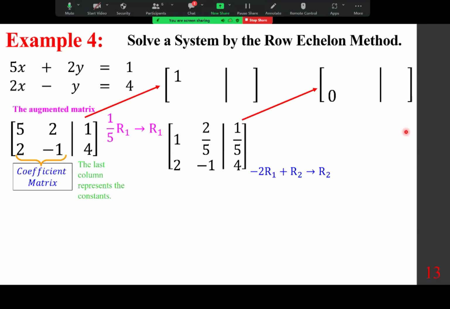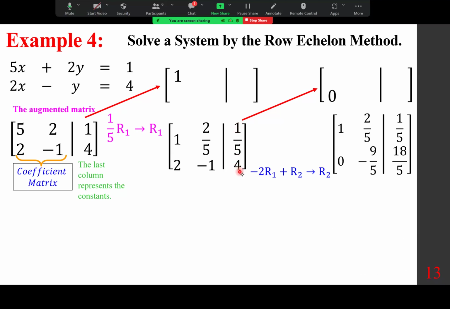So the first row doesn't change. So the first row, you're going to write 1, 2 over 5, 1 over 5. What happens here, this becomes 0 because 2 times 1 subtracted from 2 is 0. Now, if you multiply this one by 2, you get 4 over 5. Subtracted from negative 1, you get negative 9 over 5. If you multiply this by 2, you get 2 over 5, subtracted from 4. So 4 minus 2 over 5. 4 is 20 over 5 minus 2 over 5 is 18 over 5.